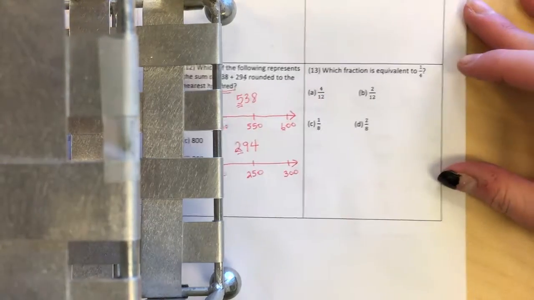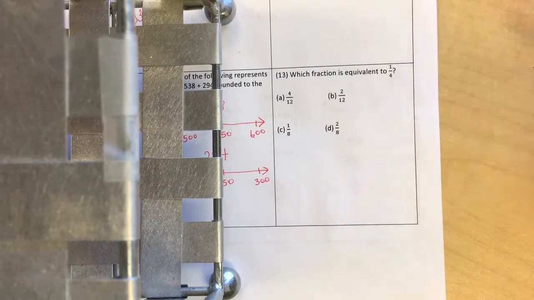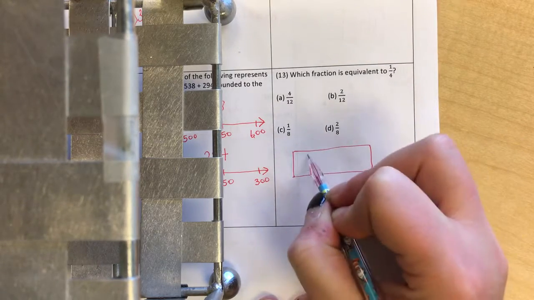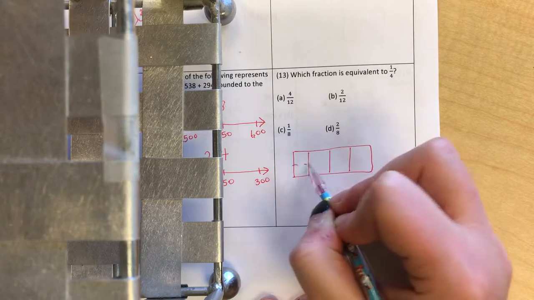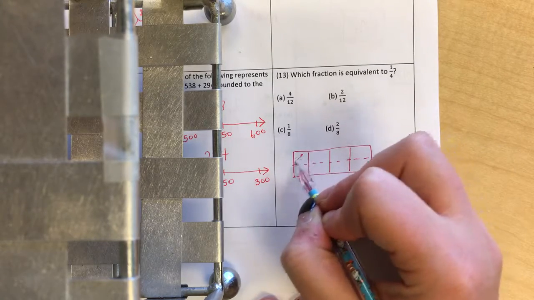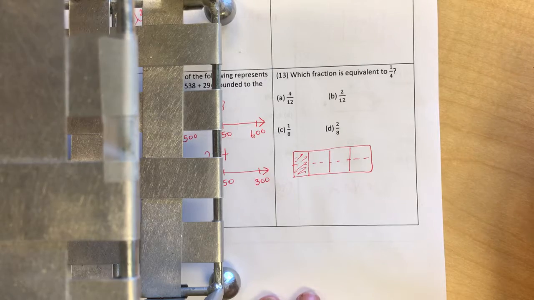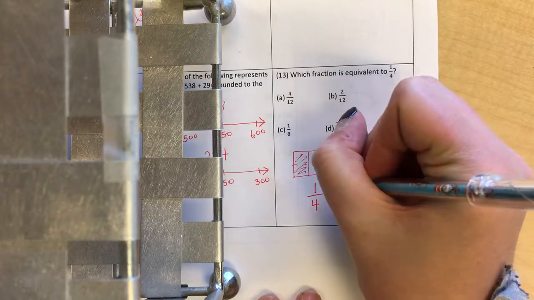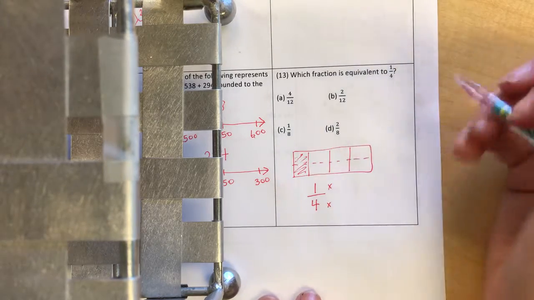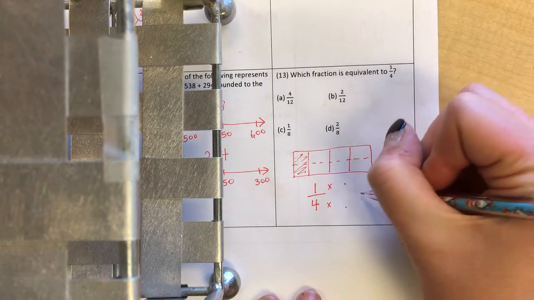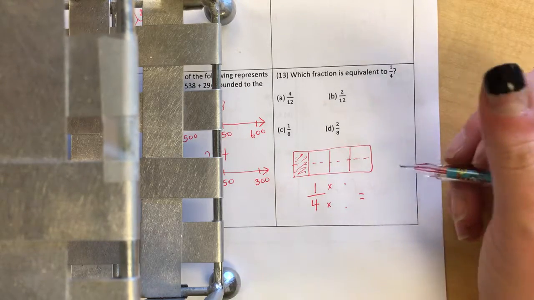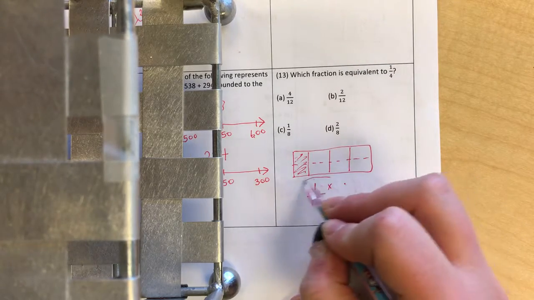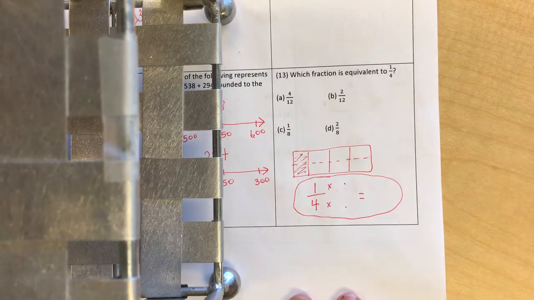Number 13, which fraction is equivalent to 1/4? Again, I saw some students drawing a picture to help them and then decomposing to find their answer. We do want to make sure that we're also able to do the math part of it. So we should be able to show 1/4 times a number, the same numerator and denominator, in order to get a new answer. So if you have a picture, that's fine, but we also at this point in the year want to be pushing for this equation because you're going to be using that a lot in 4th grade.